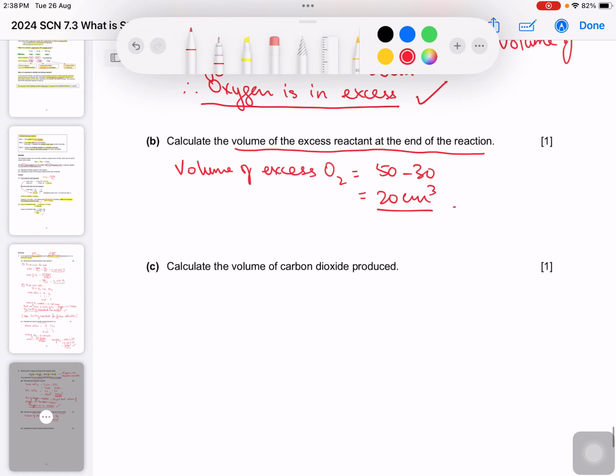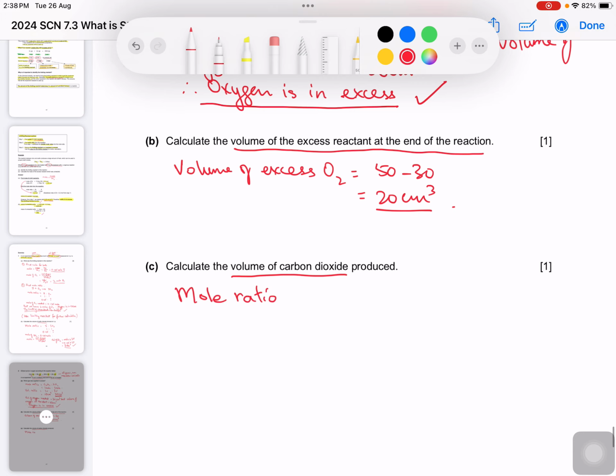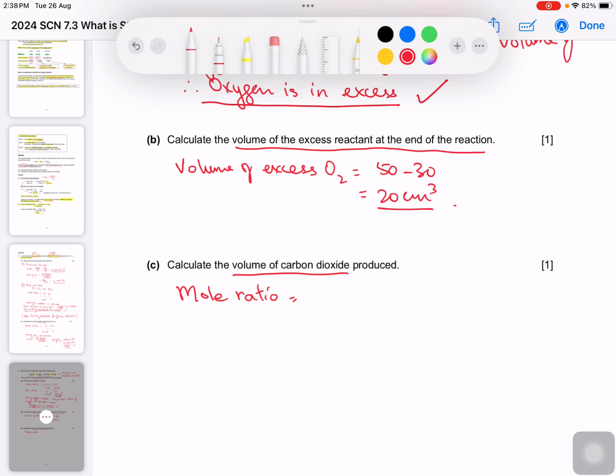Last one, calculate the volume of carbon dioxide produced. So carbon dioxide, we have no information about carbon dioxide at all. So therefore, we have to relate it to something we know by using mole ratio. So don't use the excess reactant. Remember, we have to use the limiting reactant. So use the limiting reactant for further calculation. So it will be C2H4 is to 2CO2. Don't use excess.